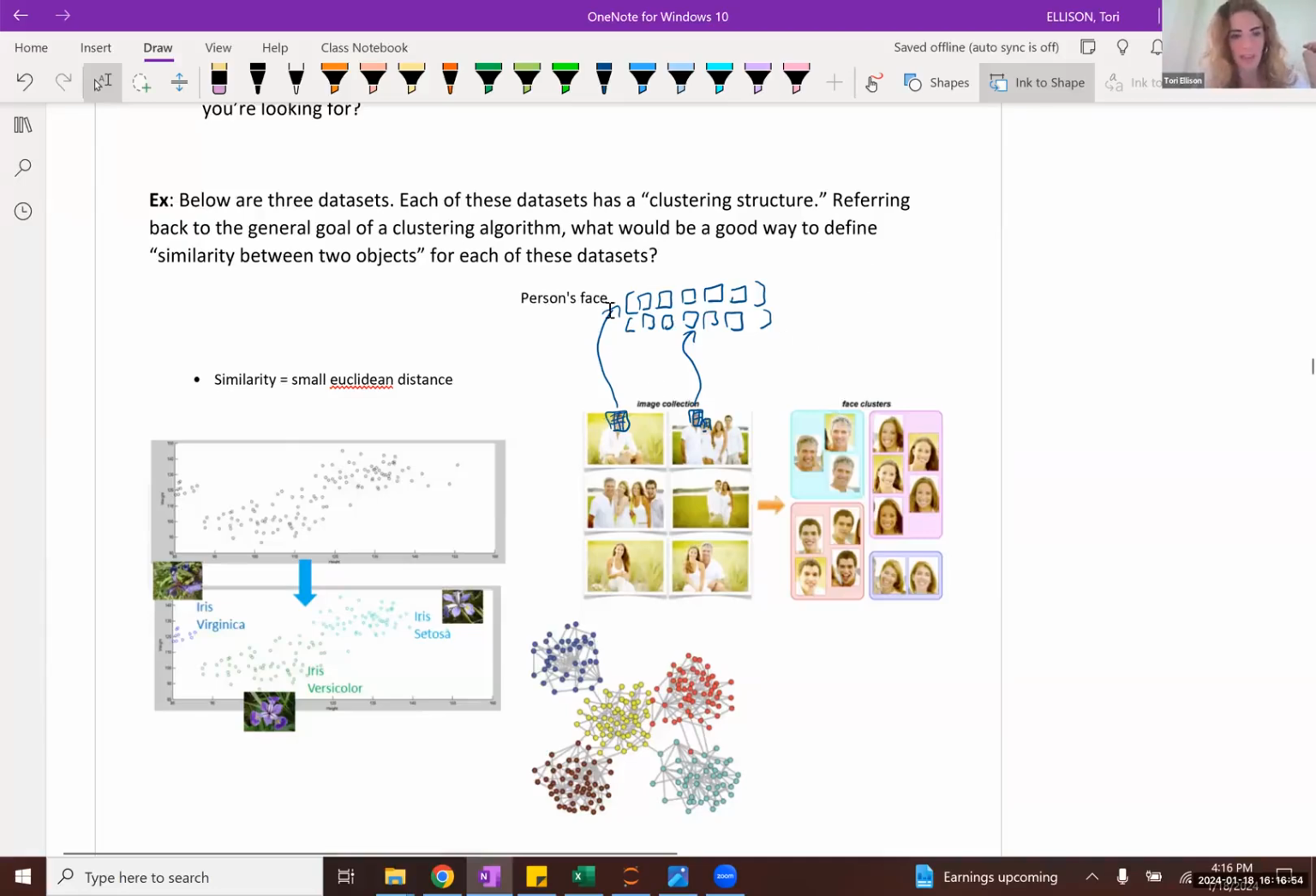And then what about this? How would we define the similarity between two pixelated face arrays in this data set, such that we can essentially find similar faces, basically more or less corresponding to the same person like we see here?